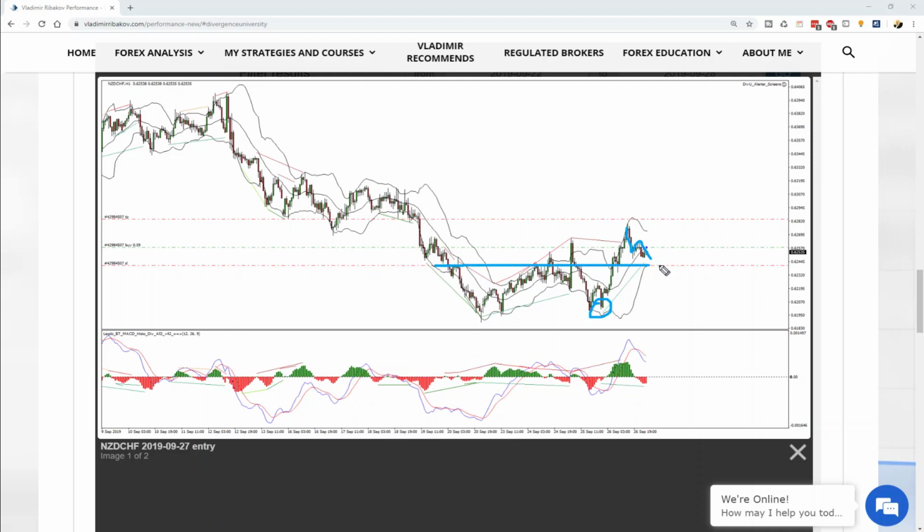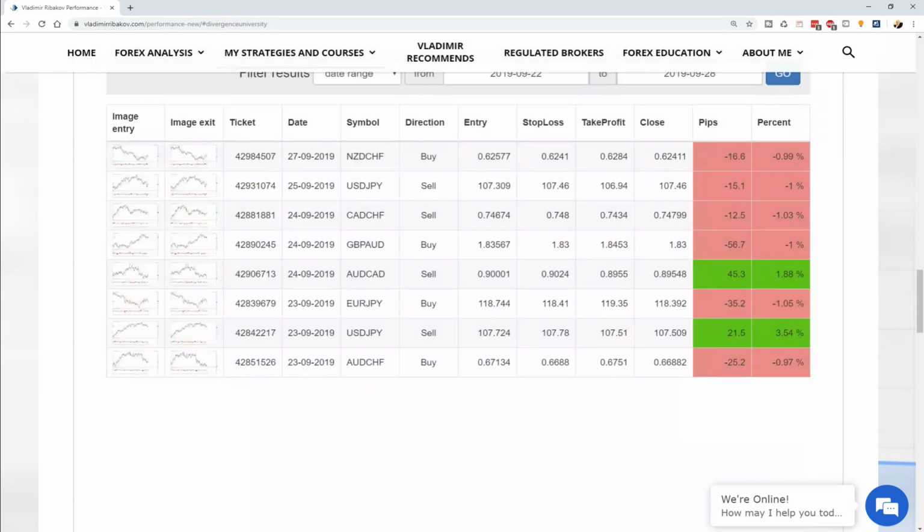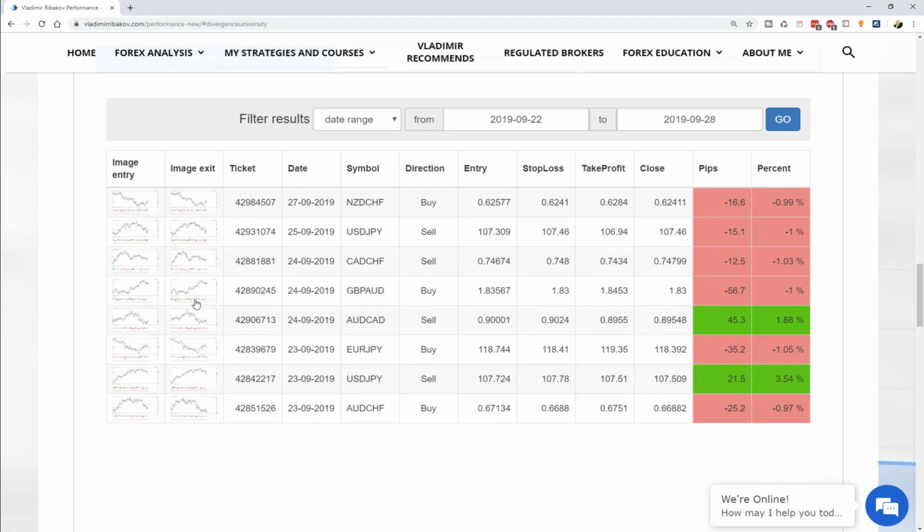Level, first of all, in place, check, divergence appears, and we are attacking. So this one also immediately smashed this trade, hitting the stop loss. So that's about past week's performance. Of course, you can check out all of it. I did select here in the results a date range. You can just select show all of them.